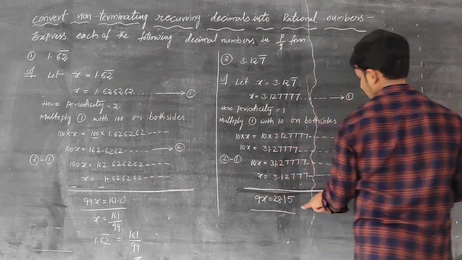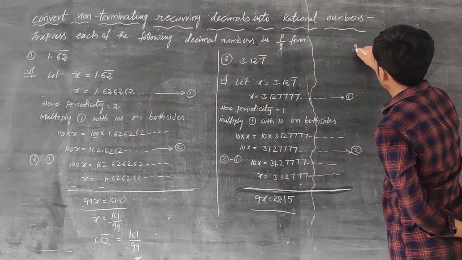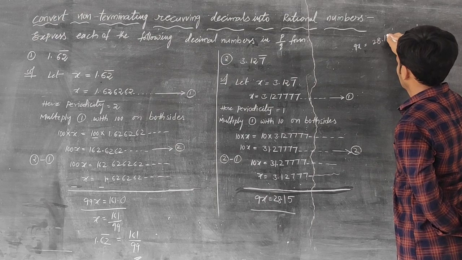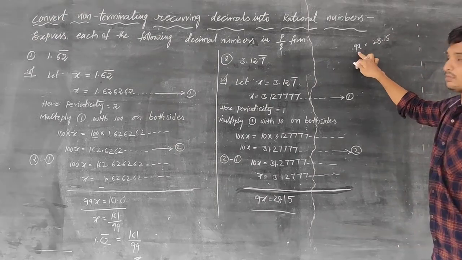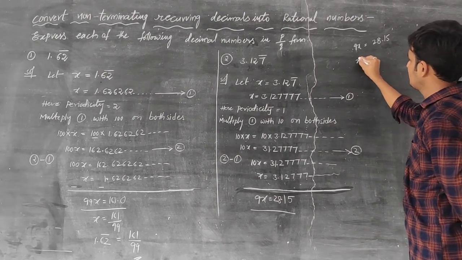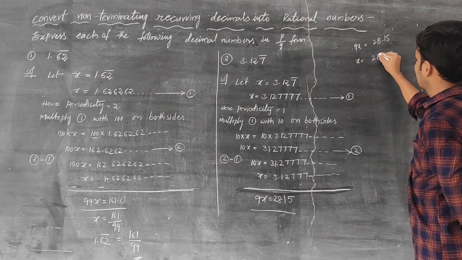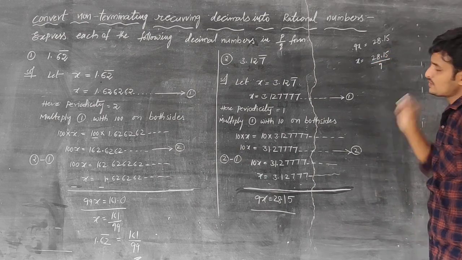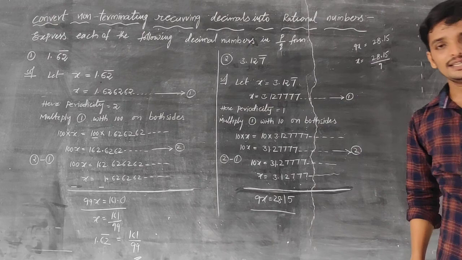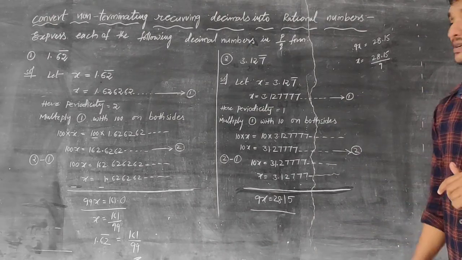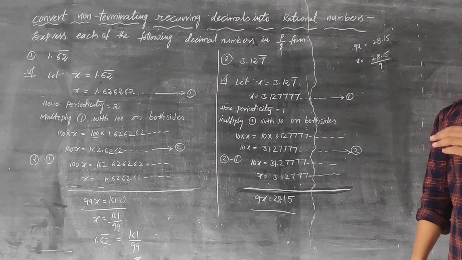So 9x is equal to 28.15. So 9 is multiplied here, transposed to here, it becomes division. So x is equal to 28.15 by 9. Actually, in a rational number, p and q are integers, not decimal numbers. Here we are getting 28.15, so we have to remove it.